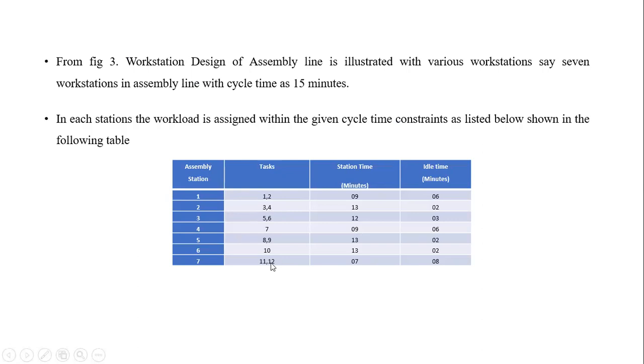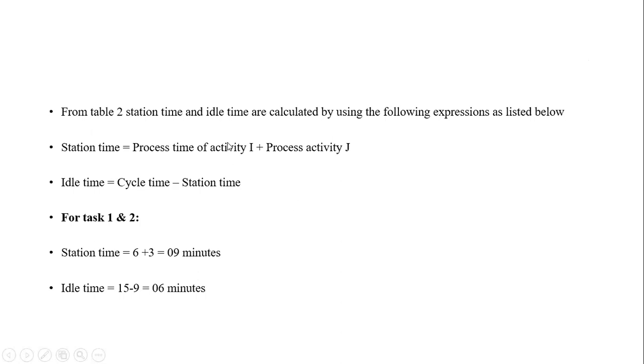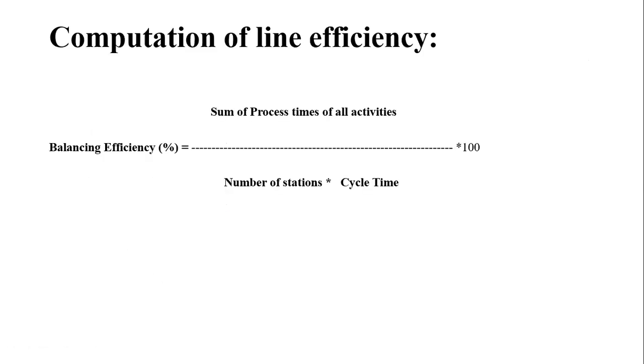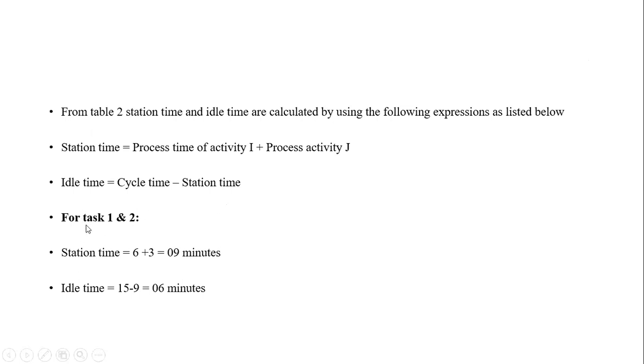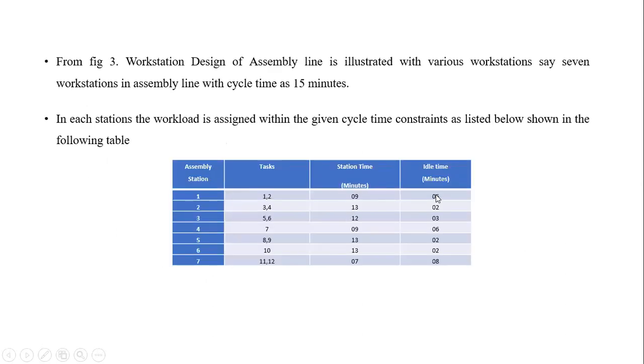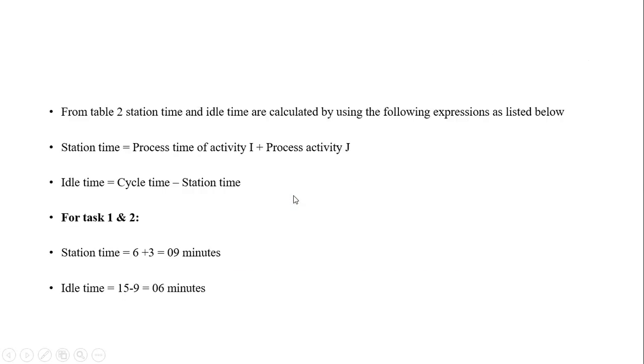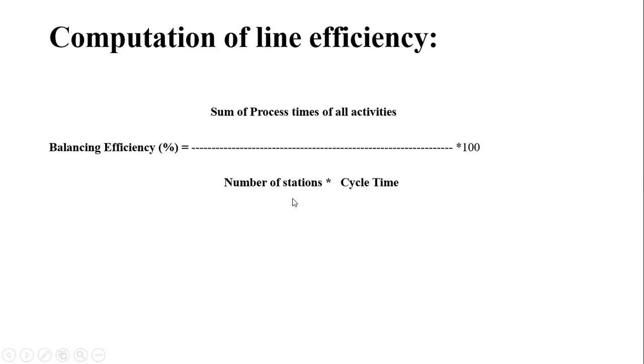Likewise, for the other 6 remaining assembly stations, you have to compute station time and idle time successively as given here. And this is the formula for finding the station time and idle time. For one particular example, grouping of tasks 1 and 2 alone, I have shown here how it comes. Next, finding the overall line balancing efficiency: the sum of all process timings of the activities divided by the number of stations times cycle time. If you want to convert to a percentage, multiply by 100.